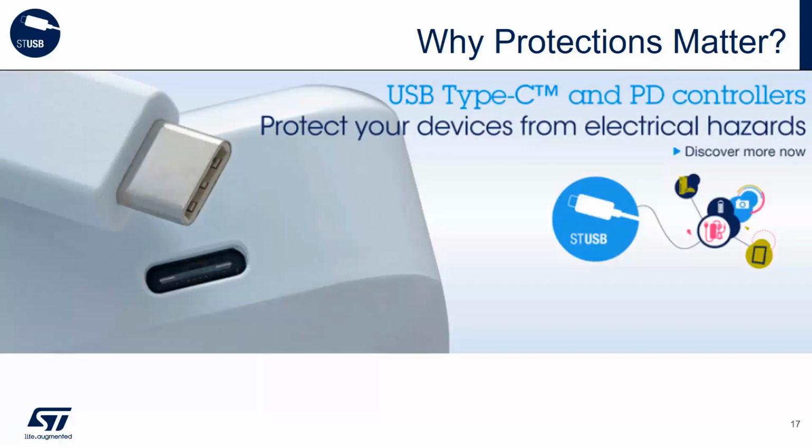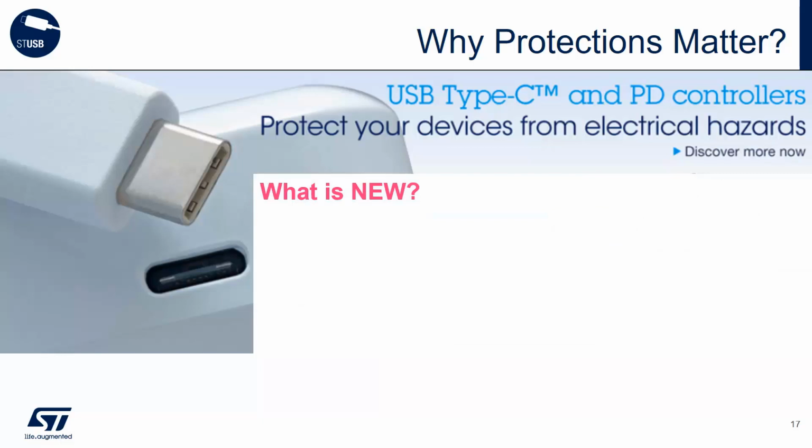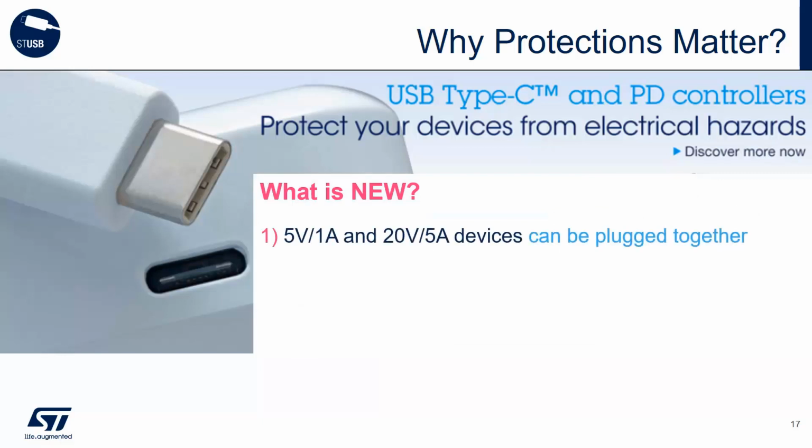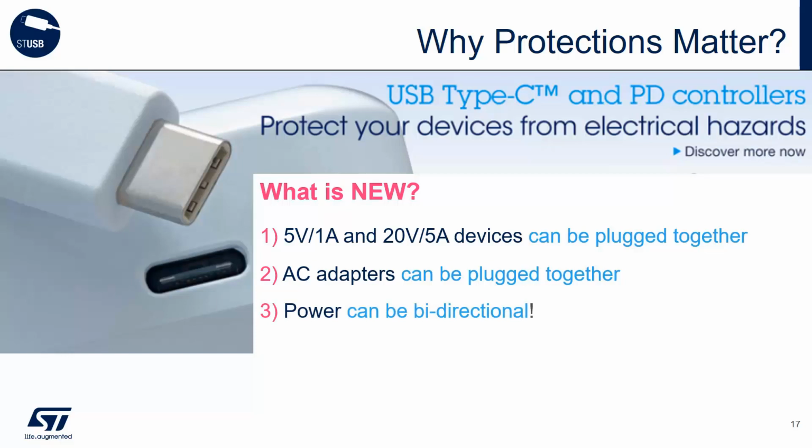So why is it a bit more complex than it looks? Because of the 5 reasons listed here. Because of the swappable connector, you could have a 5-volt 1 amp device plugged into a 20-volt 5 amp device. Likewise, you could have an AC adapter plugged into another AC adapter. And power can be bidirectional, in the case of a role swap where source and sink devices renegotiate to send power in the other direction.